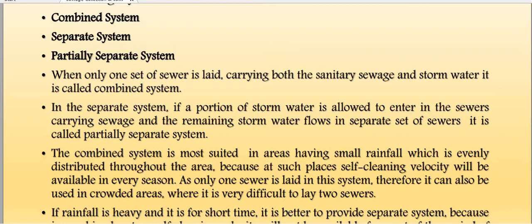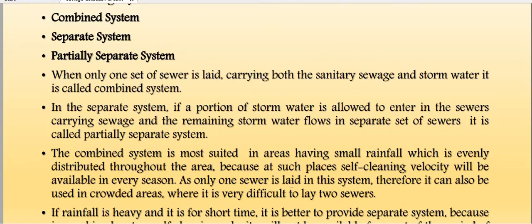Similarly, the next point is that the combined system is most suited in areas having small rainfall which is evenly distributed throughout the area, because at such places the self-cleansing velocity will be available in every season. But as only one sewer is laid in the system, it can be used in crowded areas where it is very difficult to lay two sewers.